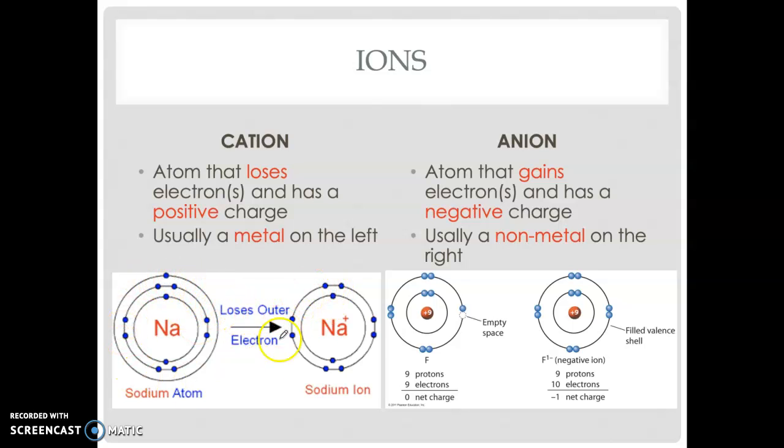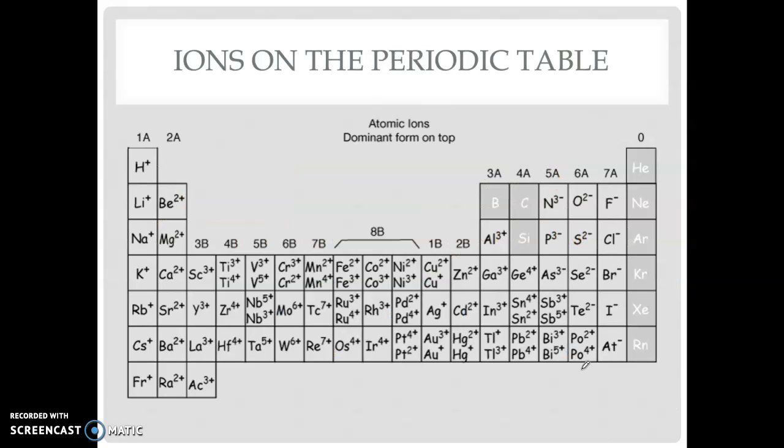By giving it away, it has 8 in that outer shell for a total charge of +1 though, because it had 11 protons in the middle. So 11 protons plus 10 electrons gives me a +1 charge. Just like here, 9 protons in fluorine, 10 electrons gives me a -1 charge. And those charges become really important when we're talking about forming compounds later.